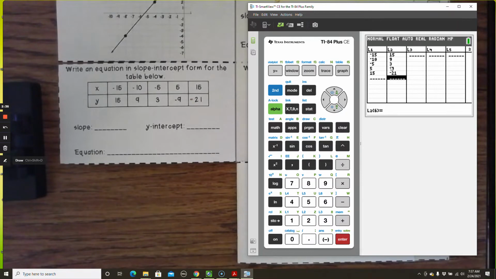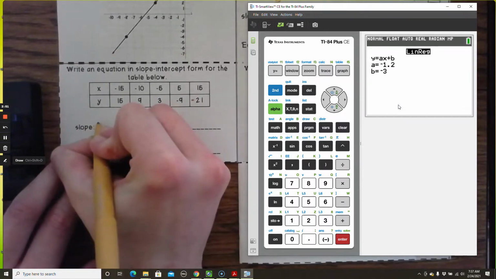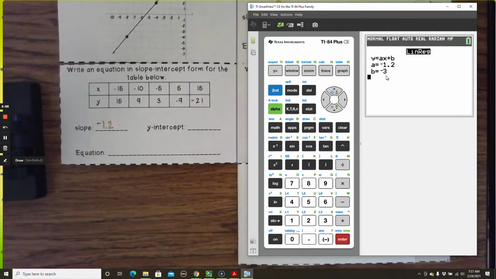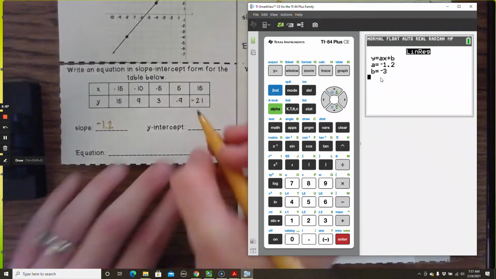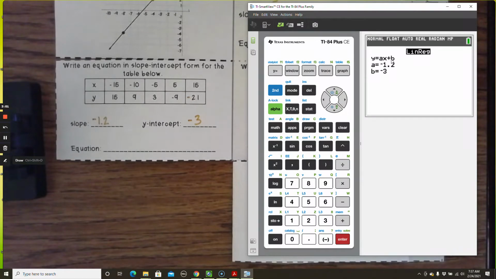So once we get our numbers in our list, Stat, right arrow key to Calc, press 4 for linear regression, and then you're going to hit Enter 1, 2, 3, 4, 5 times. And so what I got here was a decimal. It's going to give you decimal form, -1.2. So A is your slope, B is your y-intercept. And when you're using a TI-84, it even kind of gives you the template.